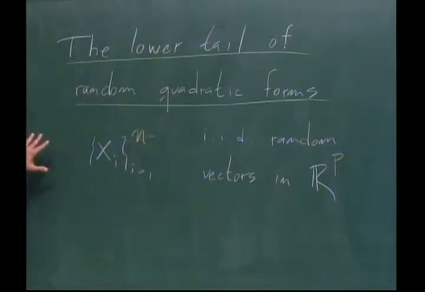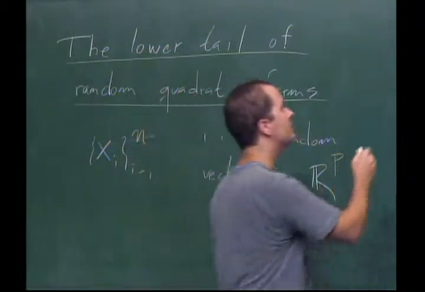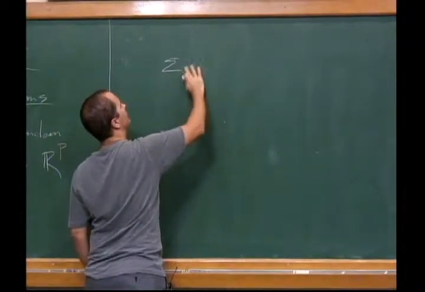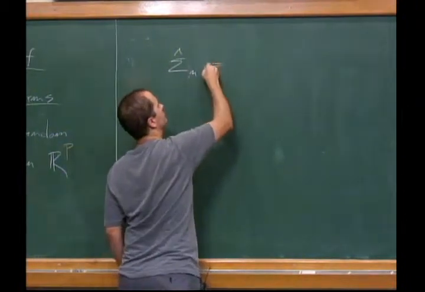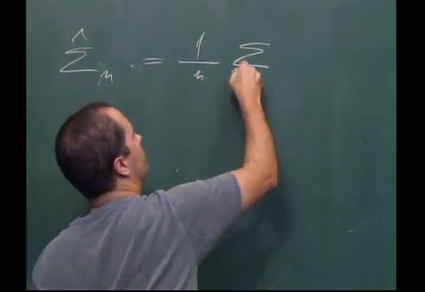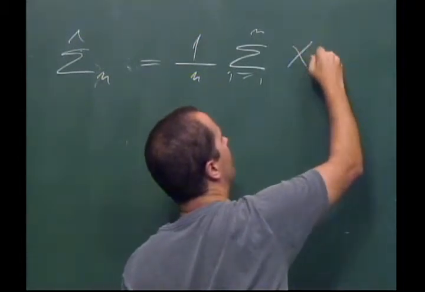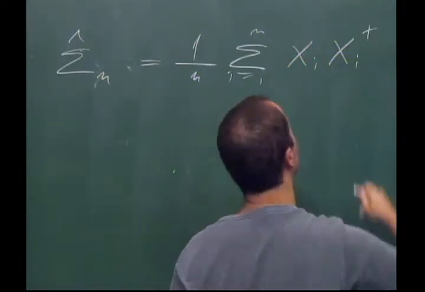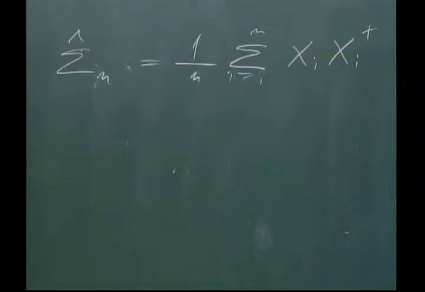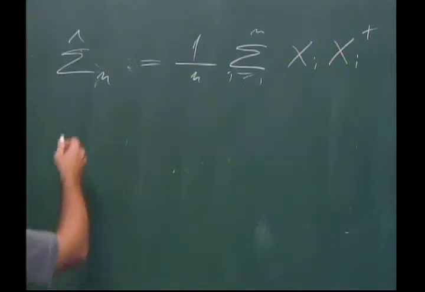Can you all read this? Is this too small? Okay. And the object we want to understand is this random matrix here. It's the average of x_i x_i transpose. Depending on the setting, you'd probably call this a covariance matrix, an empirical covariance matrix, or a design matrix if you're talking about linear regression.